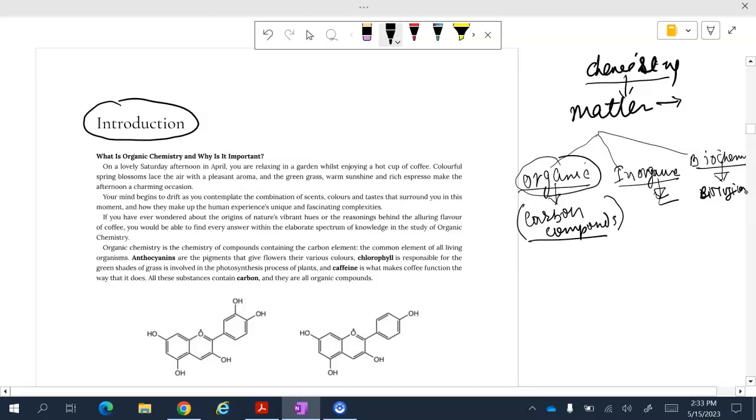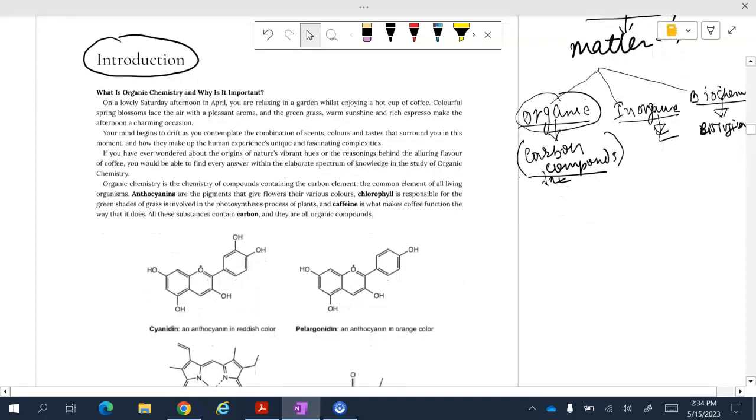Now the question comes: if we put all organic chemistry on one side and all other branches of chemistry on the other side, organic chemistry is still a very vast course. Why is organic chemistry, the chemistry of one element, carbon, such a vast course? In order to understand that, we need to be familiar with some of the special characteristics of carbon.